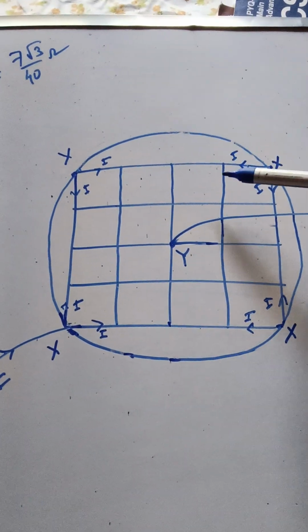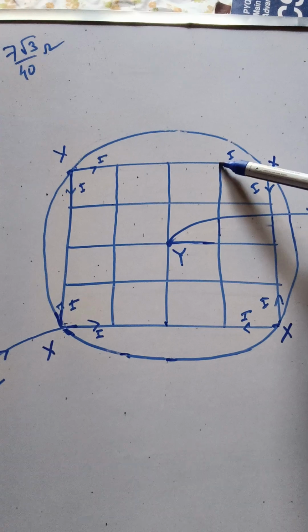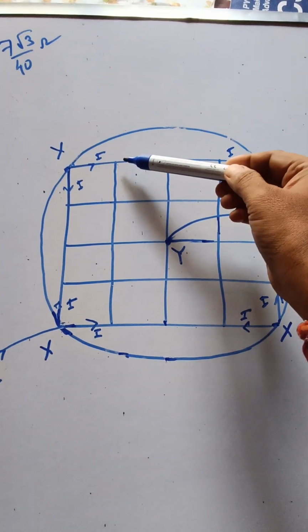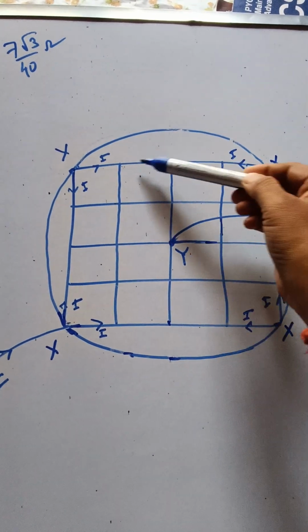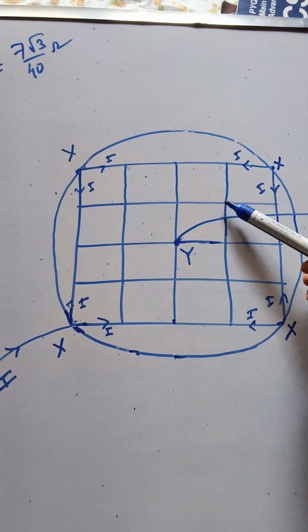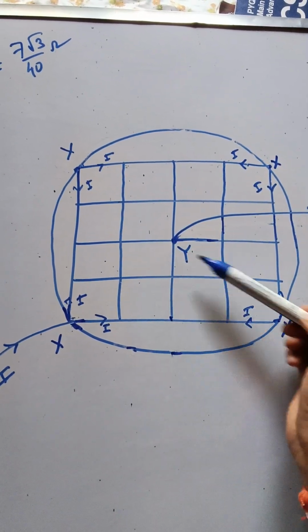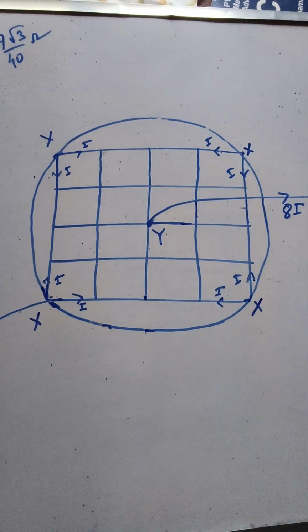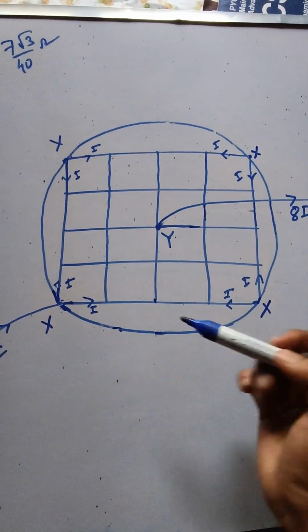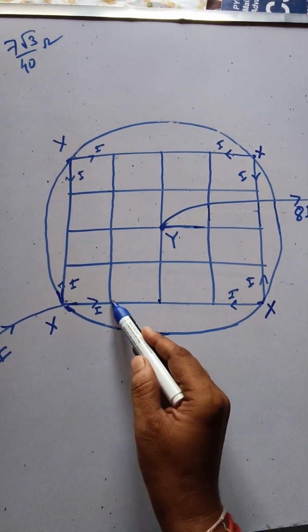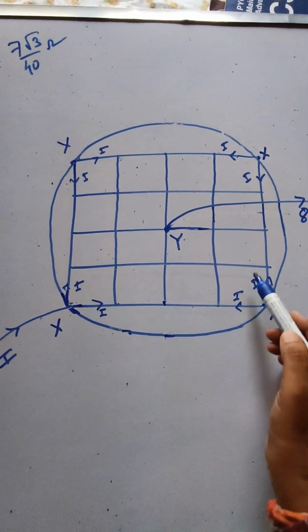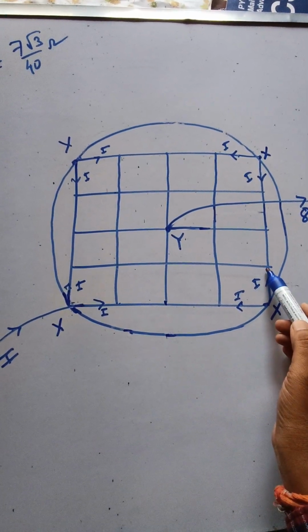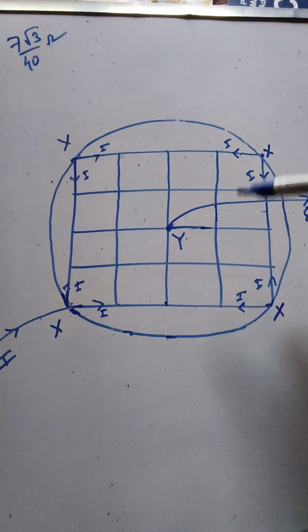Now look at these points. These 2 points are identical. These 2 points are identical. These 2 points are identical. So can you find the identical points? No difference between these points and these points. No difference, same voltage drop. So we can fold the circuit along this line.